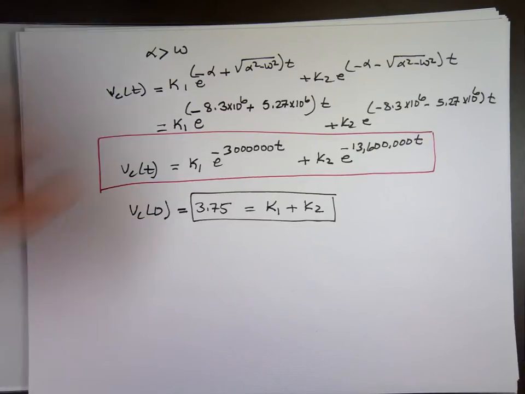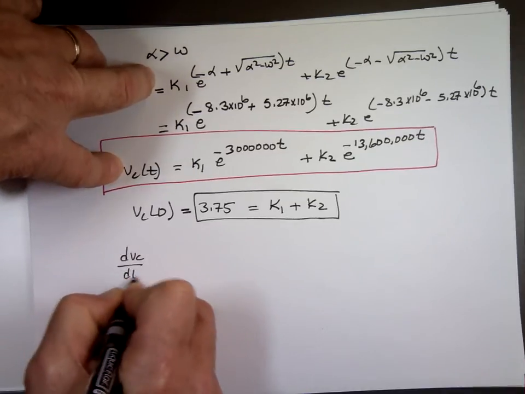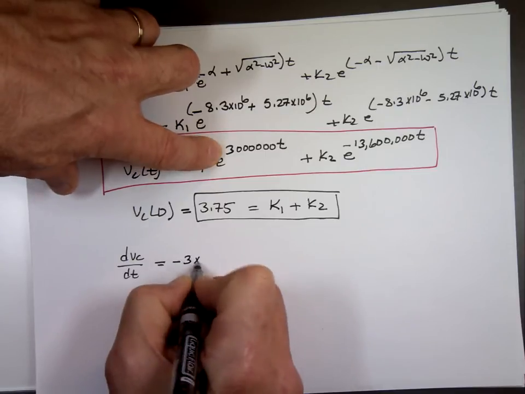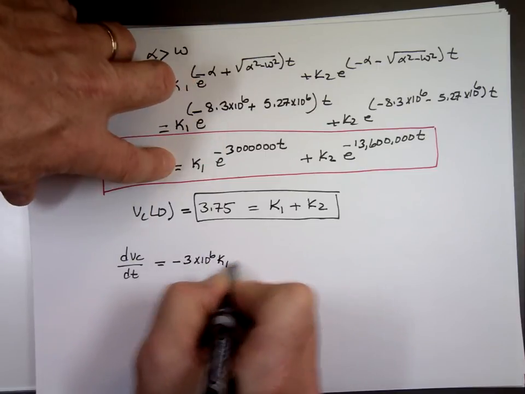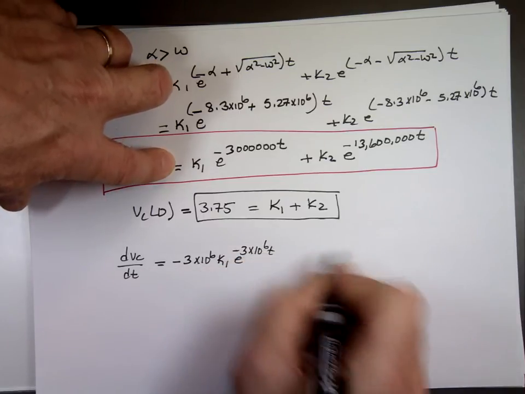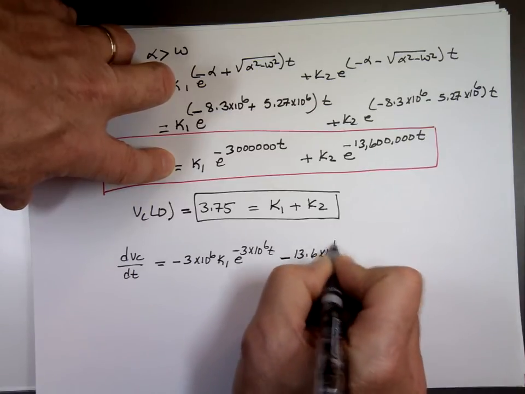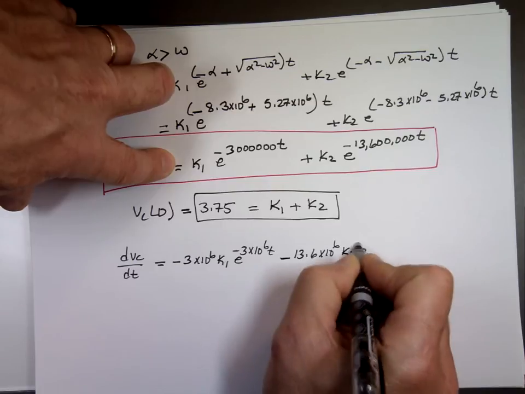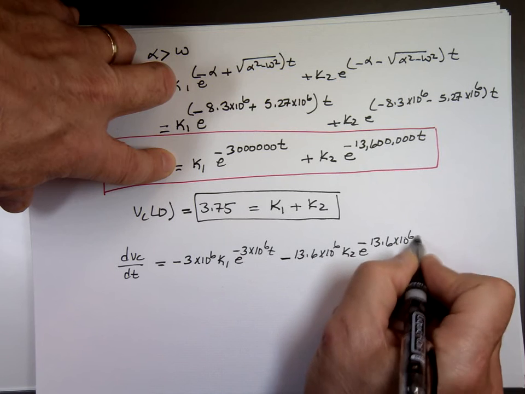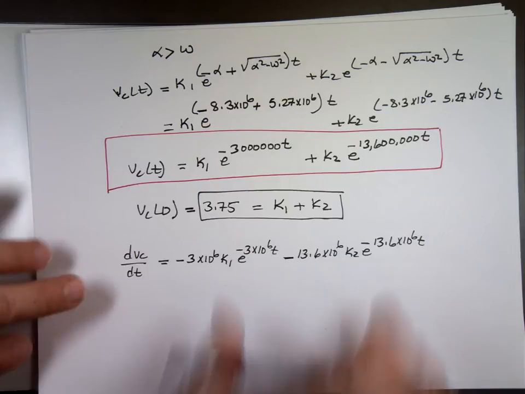From the equation, what's the derivative? Negative 3 times 10 to the 6 K1 e to the negative 3 times 10 to the 6 t, minus 13.6 times 10 to the 6 K2 e to the negative 13.6 times 10 to the 6 t. That's the derivative from that equation. If I know what that number is equal to, that's my second equation.